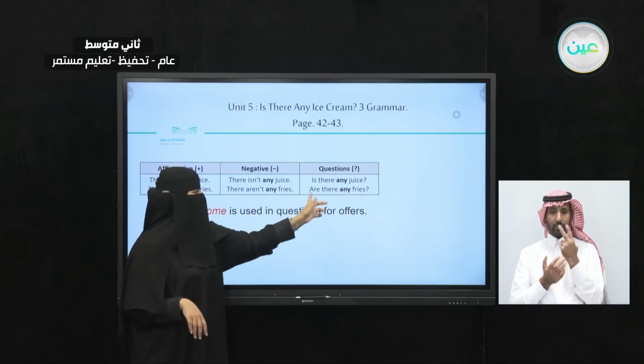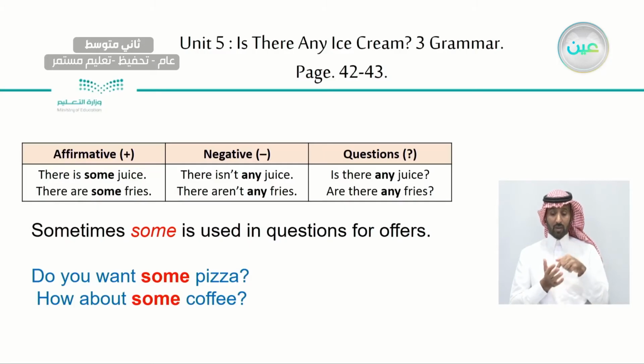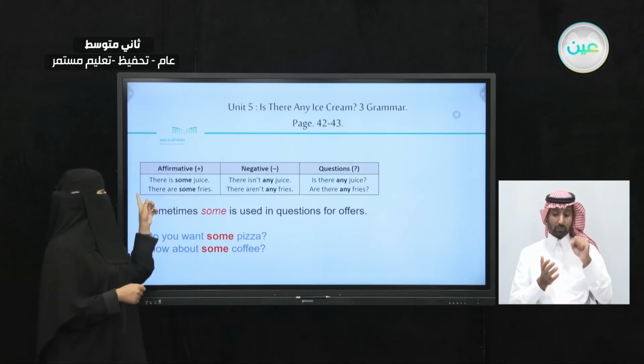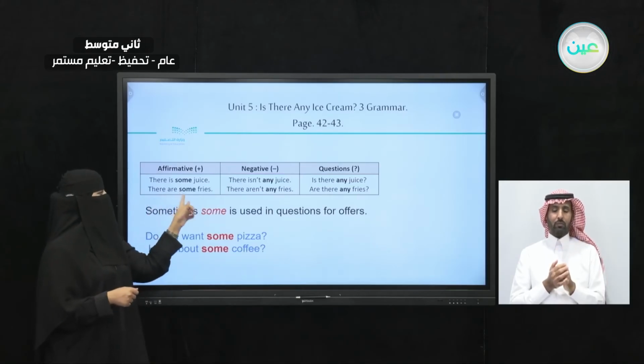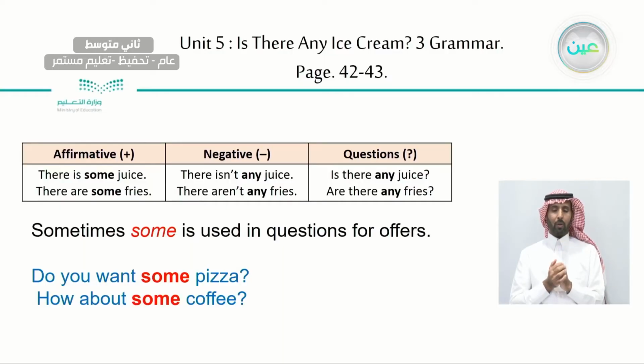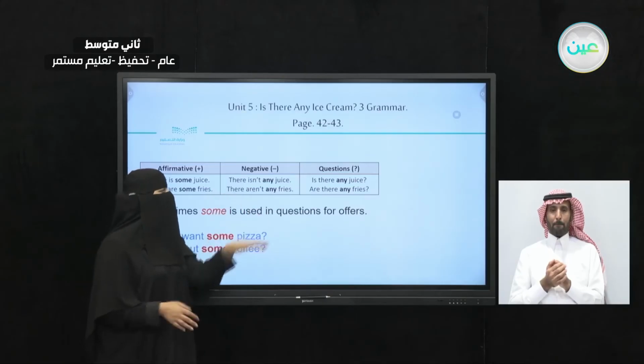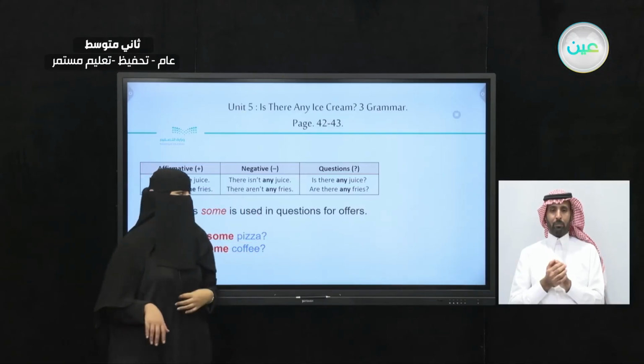Now, let's take a look here. Are there any fries? I'm asking a question. I'm not sure. Is there any fries or not? Because I'm not sure. If the answer is yes, I can say yes, there are some fries. We use the word some, affirmative. But if the answer is no, I can say no, there aren't any fries.